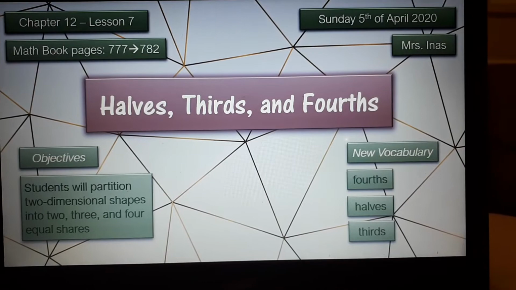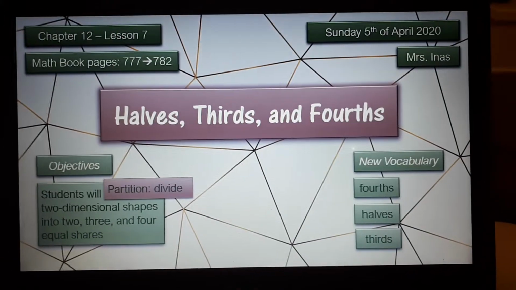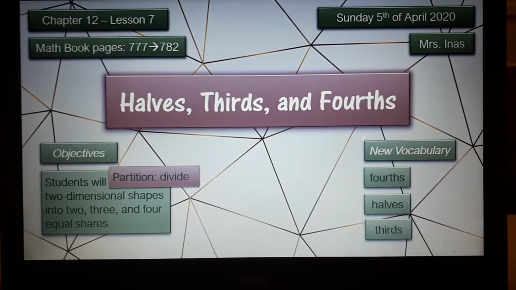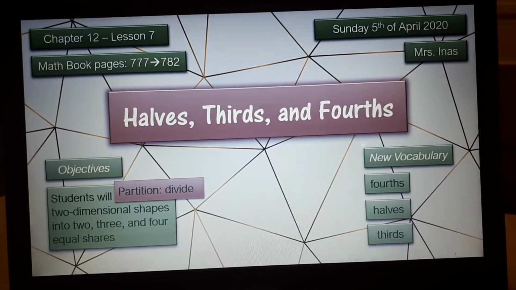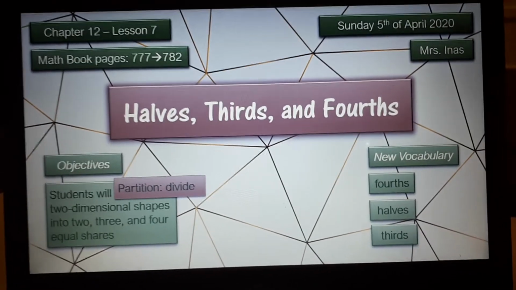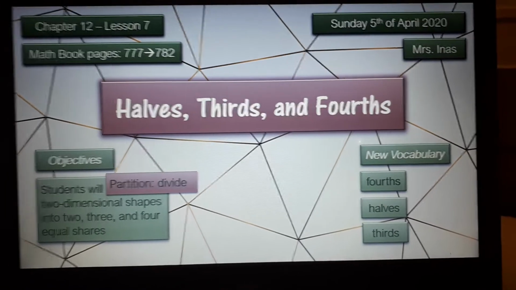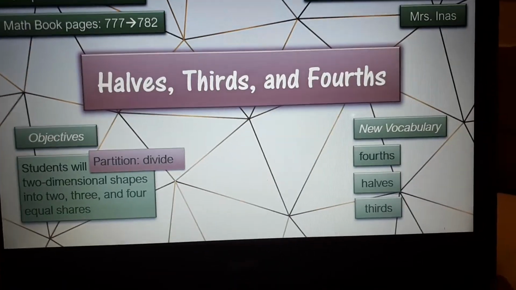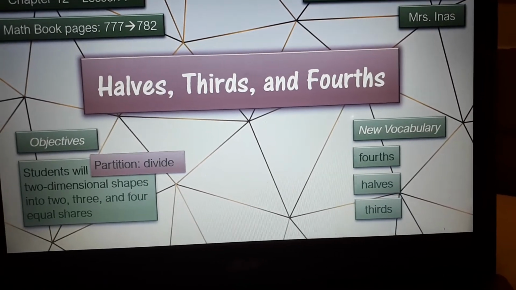What do you mean by partition? Partition is to divide. Remember this word very well because you will use it later on. Partition, it means to divide. Any shape that you will divide, it means partition. Now, the new vocabulary words are fourths, halves, thirds.